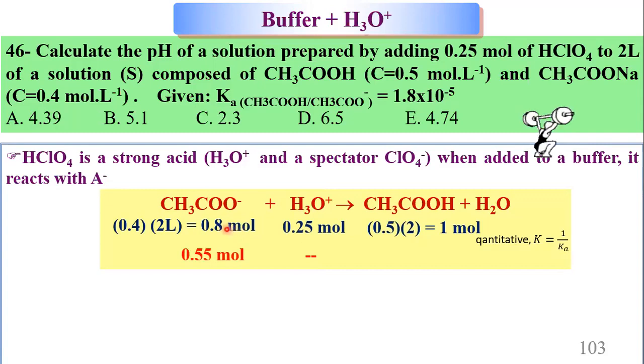Here we have leftover anion, which is 0.8 minus the amount reacted, 0.25 with the H3O plus. So I'm left with 0.05 mole. And here, the acid, I am left with 1.25 mole at the end. So, well, they're not the same concentrations, and actually they're not very close in number of moles.